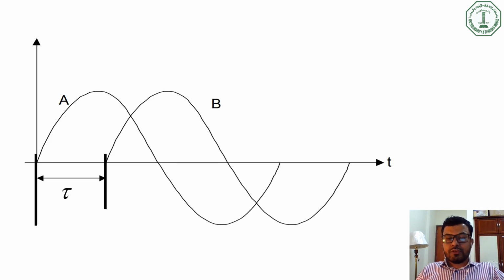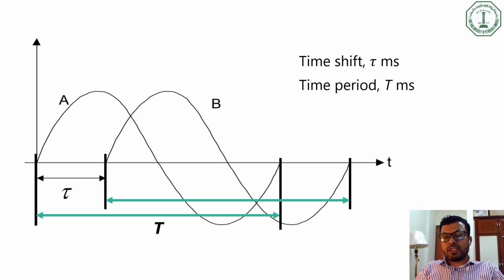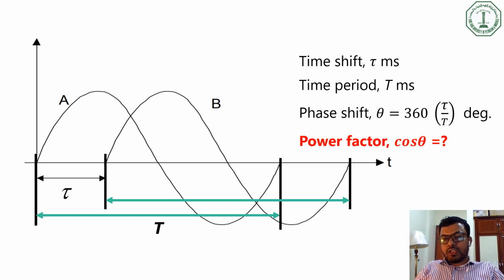One of the requirements of our report is to find the power factor. Now think A is our voltage signal and B is our current signal. As you can see, the time shift between the two signals is tau milliseconds, and they have the same time period, which is capital T milliseconds. Now using your knowledge of EE204, you can calculate the phase shift between the two signals. From the phase shift, you can calculate the power factor. That's all.